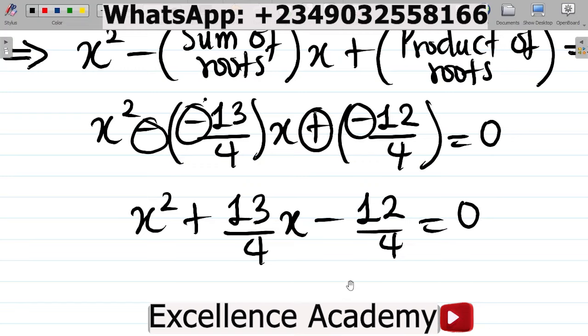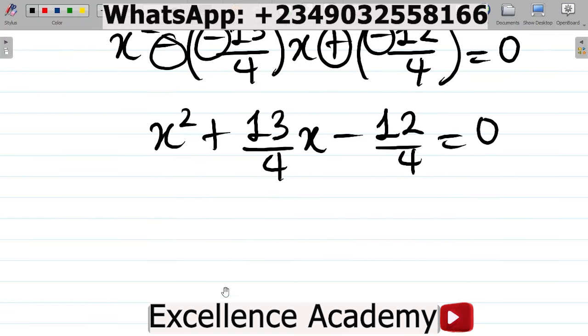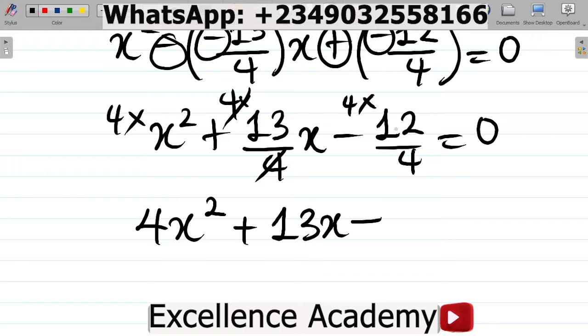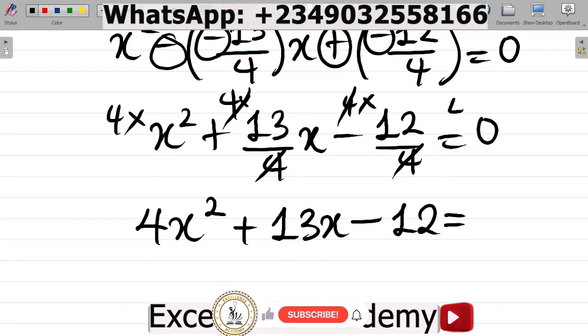It's equal to 0. Now, since you have 4 and 4 here, we can multiply through by 4. It becomes 4 times x squared, that's 4x squared. 4 times 13 over 4, 4 cancels 4, you're having plus 13x. The sign here is minus 4 times 12 over 4, 4 cancels 4, you have 12. It's equal to 4 times 0, which gives you 0. So you have 4x squared plus 13x minus 12 equal to 0.